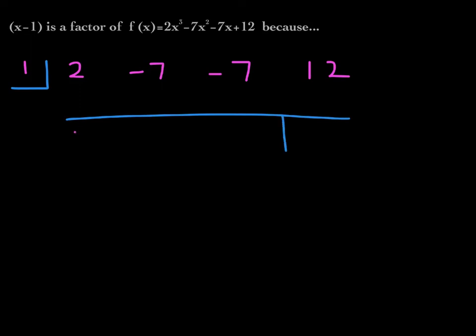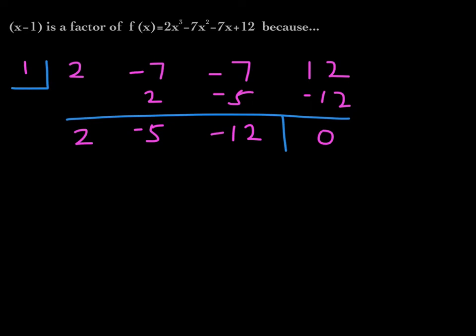All right, dropping the 2. 1 times 2 is 2. Negative 7 plus 2 is negative 5. 1 times negative 5 is negative 5. Negative 7 plus negative 5 is negative 12. 1 times negative 12 is negative 12. Remainder is 0, right? So we've done this already. So we know x minus 1 is a factor of this polynomial.